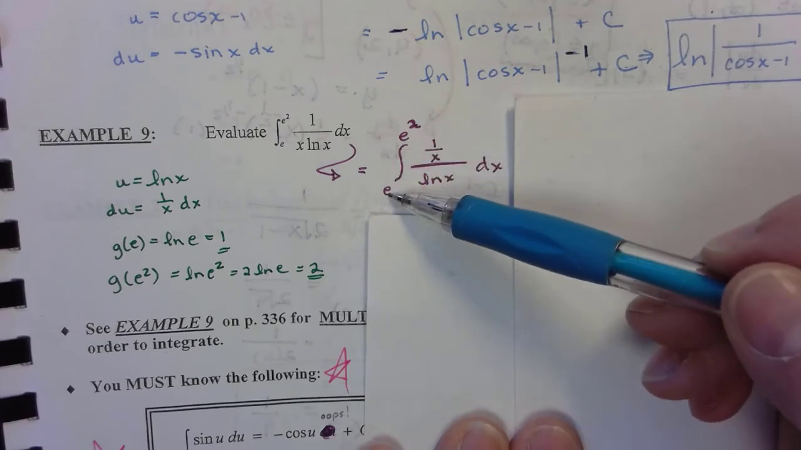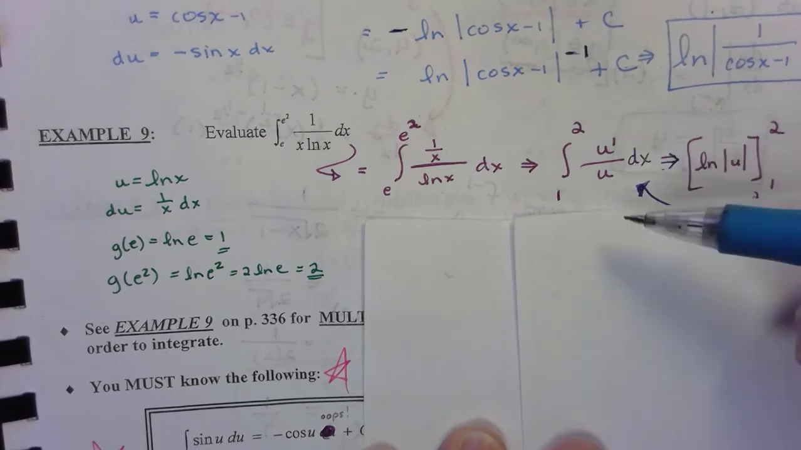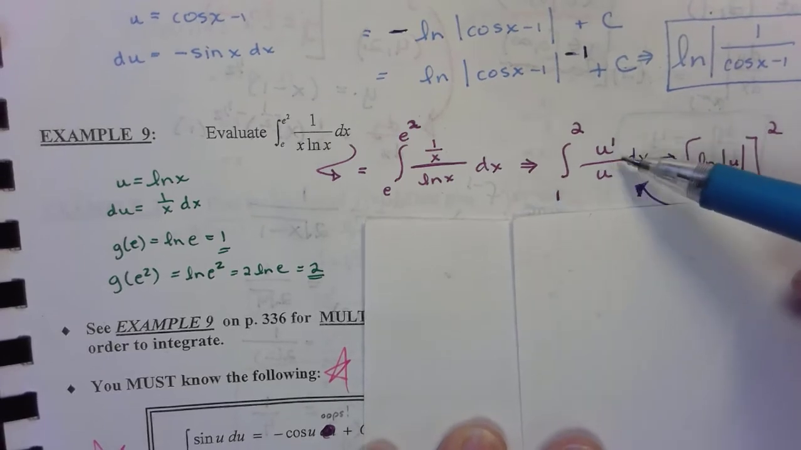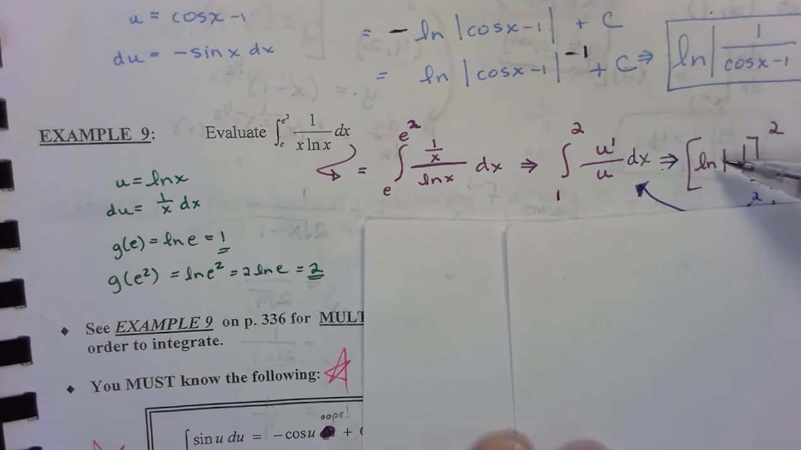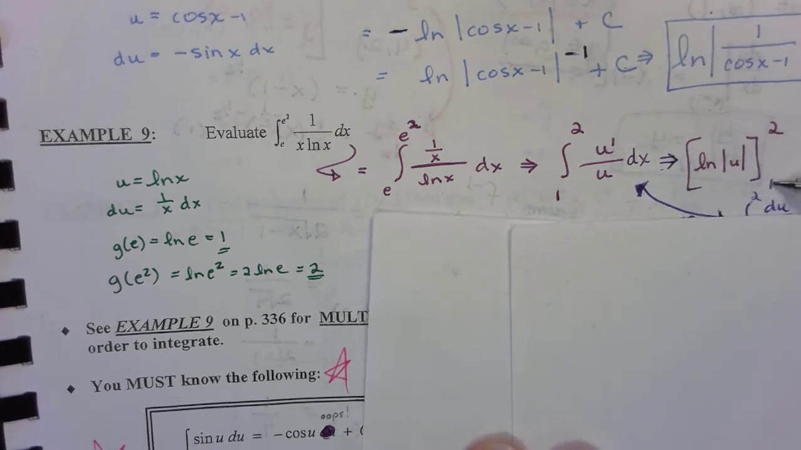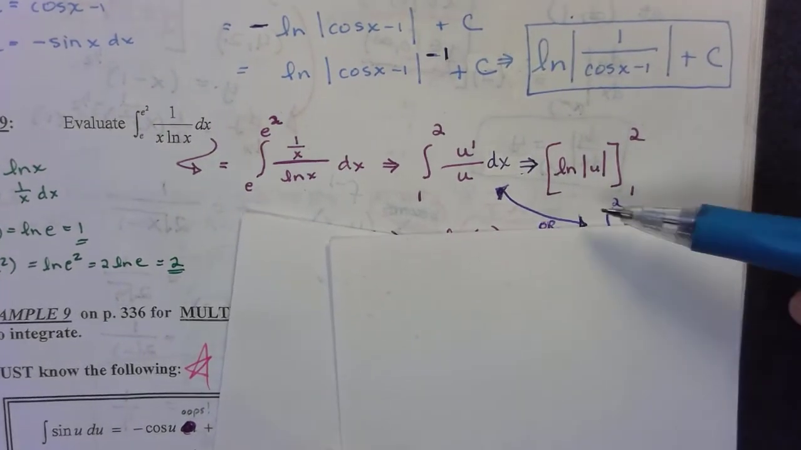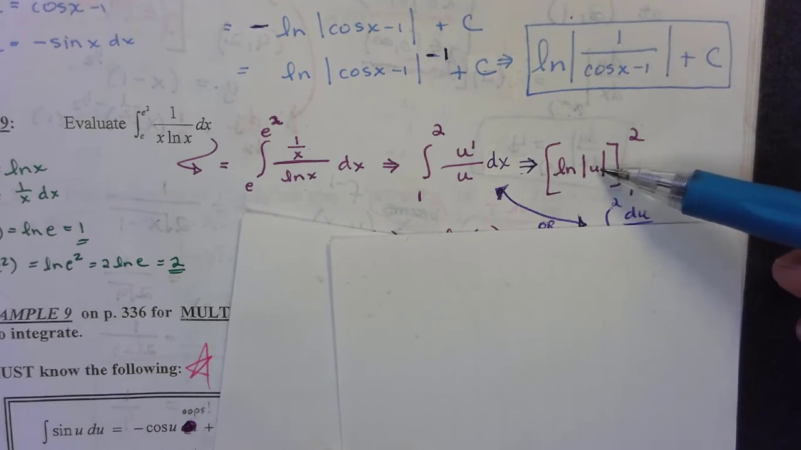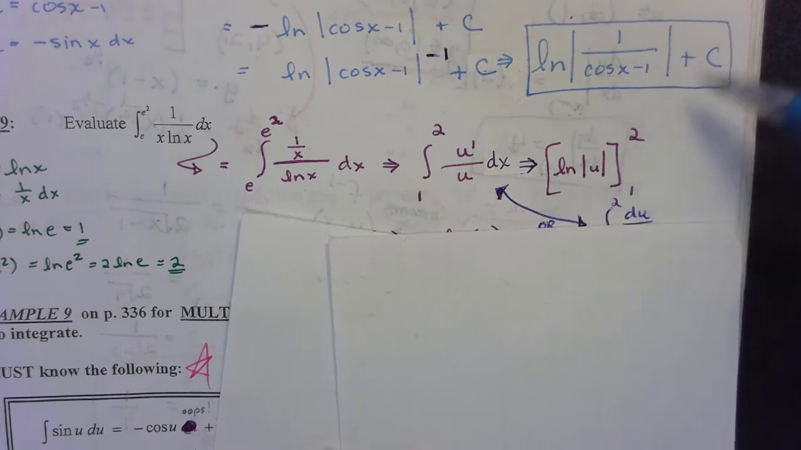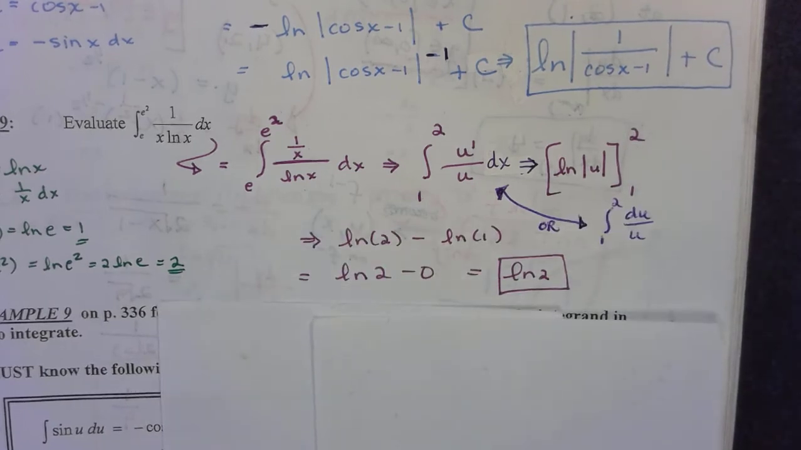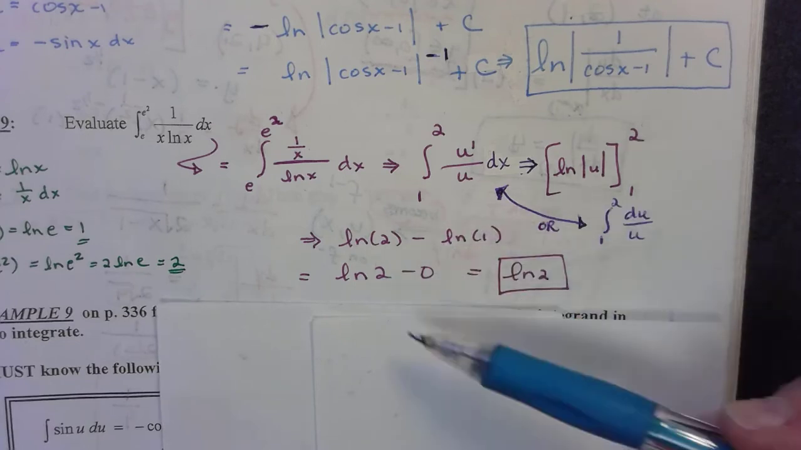So we have from e to e squared 1 over x, natural log of x dx, which, changing my limits when I do my u substitution, is from 1 to 2, u prime over u, which integrates to ln u. And we're going to evaluate from 1 to 2. Now, let me remind you, when you have used u substitution, do not then go back in and substitute what u was. You've just doubled your work. Evaluate it from this point. Okay, ln 2 minus ln 1. ln 1 is 0, so we have natural log of 2.